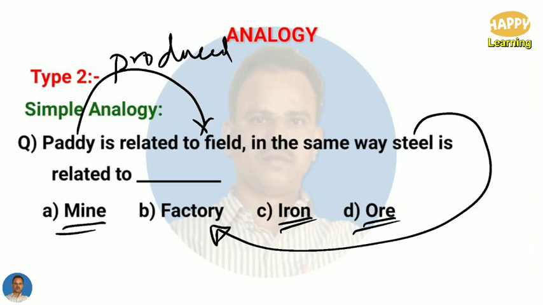Steel is made from iron. When iron is mixed with carbon and other things, you get steel. But here, paddy is not made from field. Paddy is produced in a place, the field. Similarly, steel is produced in a place called a factory. Okay, right.